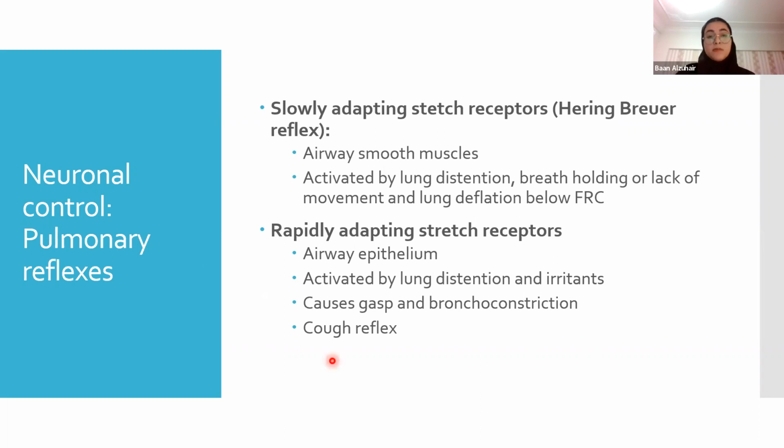So as I explained in the beginning, the rapidly adapting stretch receptors, you stimulate them just a little bit, they fire and they stop immediately. They're quicker in adapting than slowly adapting stretch receptors.